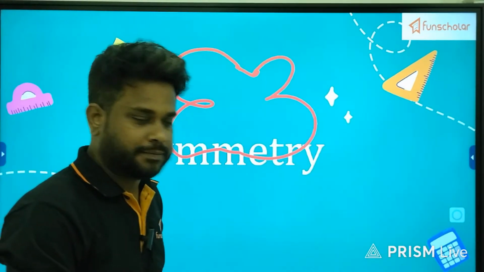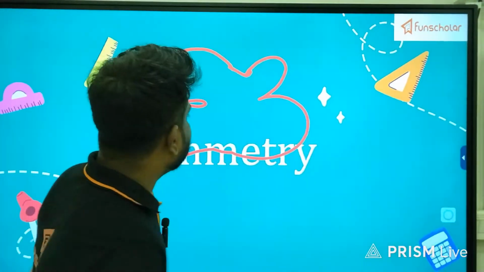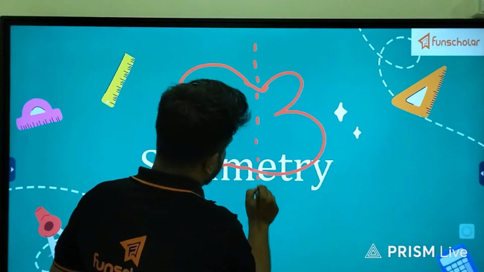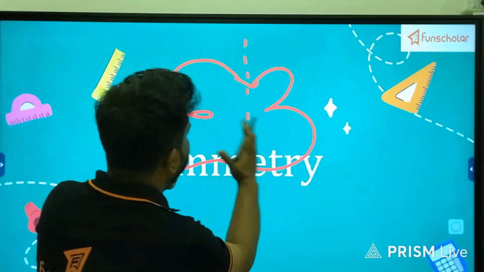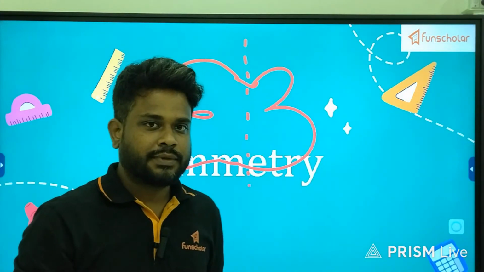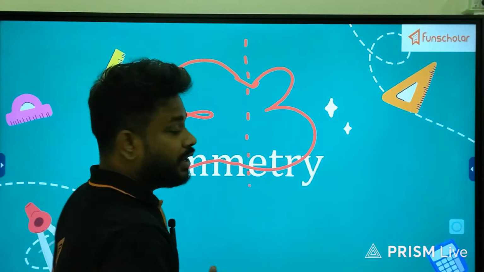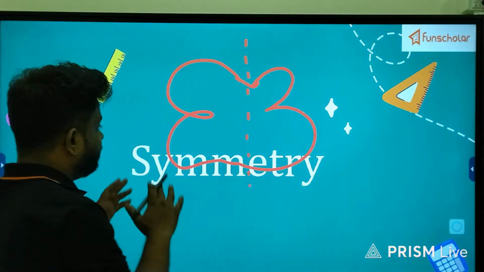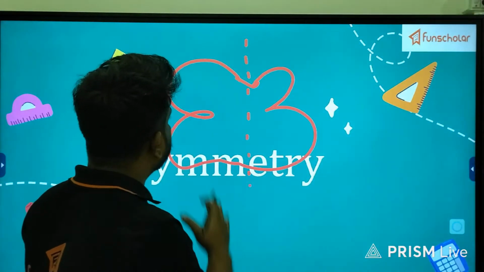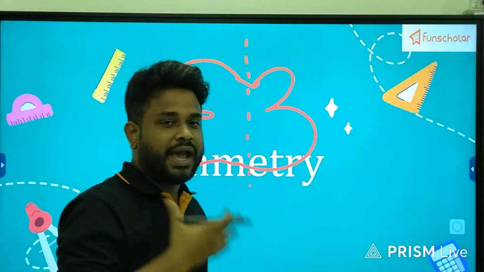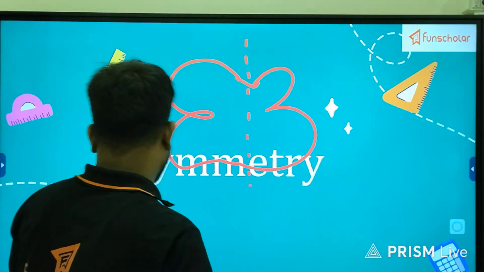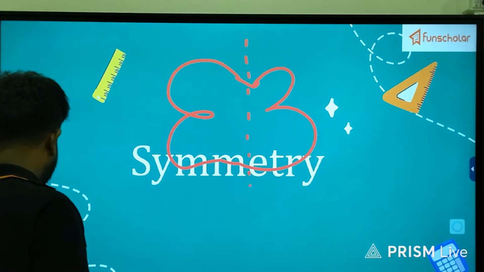I have drawn something. Can you tell me, if I cut it down into both parts, will it be the same on each of the sides? Can you tell me? No, it won't be, because this figure is not a symmetrical figure. Why it's not the same on both sides, or why this is not a symmetrical figure, we will discuss in detail in our next video, in the next slide.